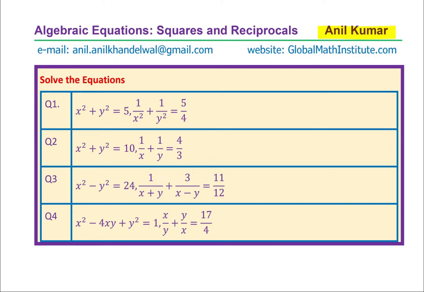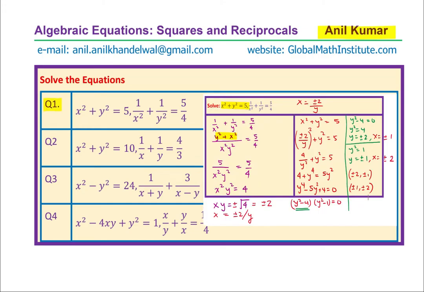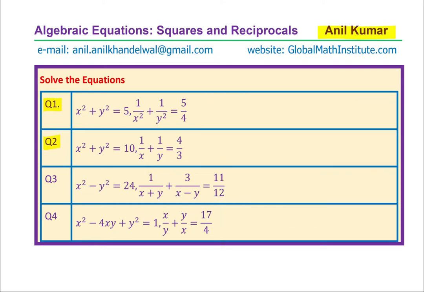We'll continue with the solution of the questions discussed in the previous video. So, as I was saying, we have these 4 questions where you see squares of x and y and their reciprocals. How do we solve these simultaneous equations? In part 1, we did the solution for question number 1, which is x squared plus y squared equals 5, 1 over x squared plus 1 over y squared equals 5 over 4. Now, we are going to look into the solution of question 2, which is x squared plus y squared equals 10, and 1 over x plus 1 over y equals 4 over 3.